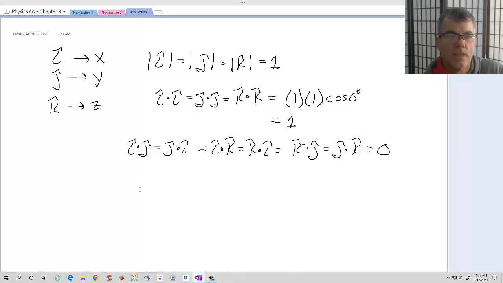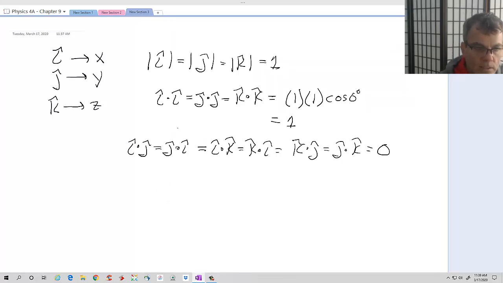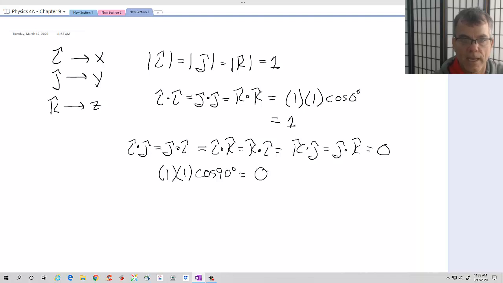Okay, so I dot J, J dot I, I dot K, K dot I, K dot J, J dot K is 0. Why? Well, remember the dot product is the magnitude of one vector times the magnitude of the second vector times the cosine of the angle between them. So the magnitude of any unit vector is 1, so I take 1 times 1. The angle between any two unit vectors is 90 degrees, which means that any unit vector dotted with another unit vector, the end result is 0.